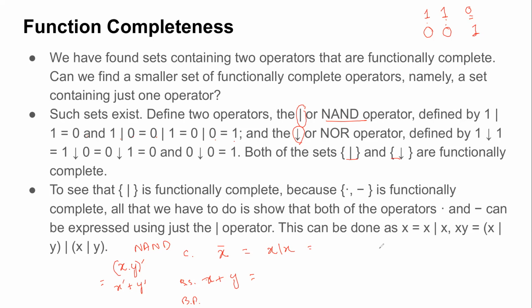This is simple. I told you NAND is simply AND followed by complement, which you can see by De Morgan's law is x complement plus y complement. Now I want the output to be just x plus y. So what should be my input variables?